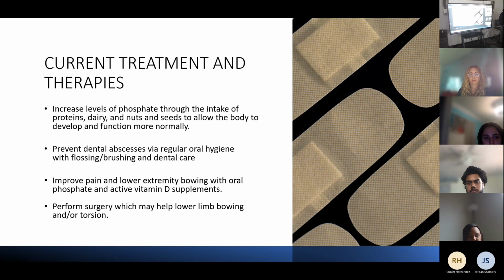The more desired treatment and therapies include increased levels of phosphate through intake of proteins, dairy, nuts, and seeds to allow the body to develop and function more normally; preventing dental abscesses by regular oral hygiene with flossing, brushing, and general dental care; improving pain and lower extremity bowing with oral phosphate and active vitamin D supplements; and if all of those have not worked, surgery, which may correct lower limb bowing and/or torsion.